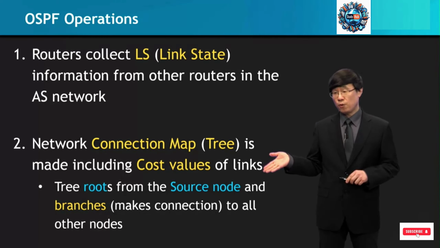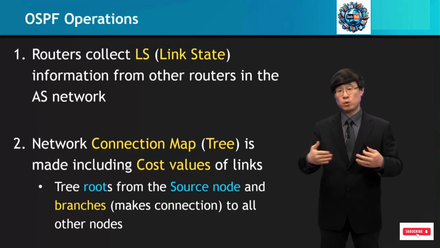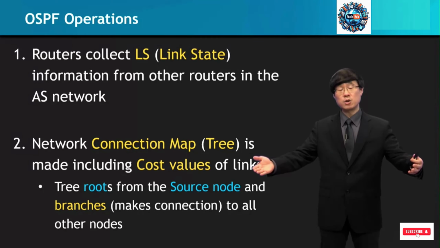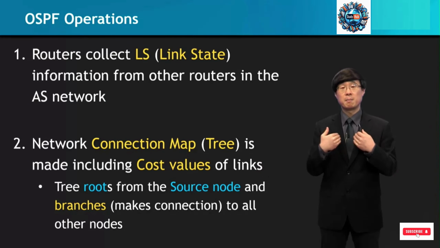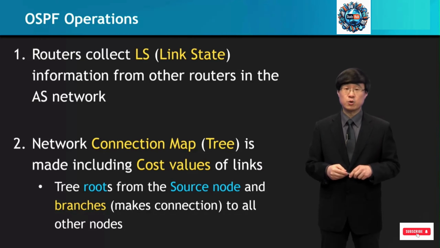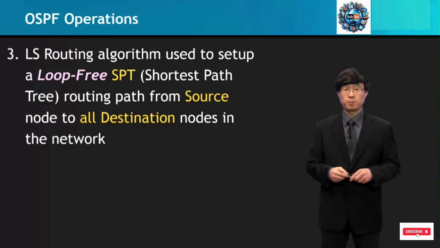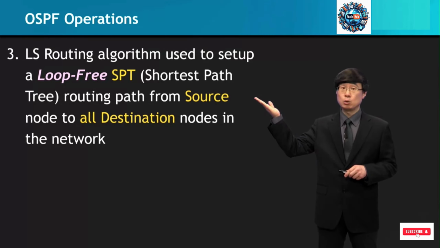The tree routes from the source node, which will be my node. I'm going to create a routing tree to all other nodes in the network, and it will start from me. So therefore, my node, which will be the source node, will be the root node of the tree. And it will branch out and make connections to all other nodes in the network. The link state routing algorithm is used to set up a shortest path tree that has no loops.